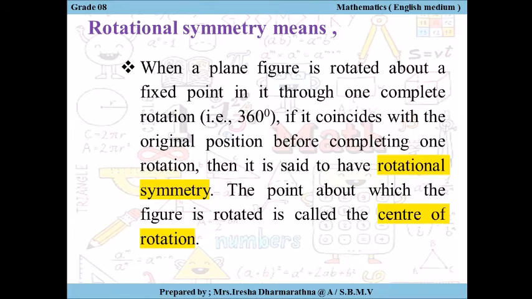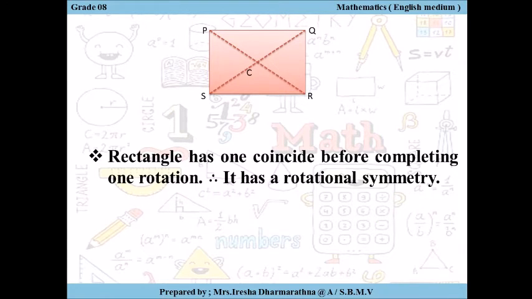Now think about your activity. In there, when we select the intersected point of diagonals, that means intersected points of axis of symmetry as the center of rotation, that gives one coincide before completing one rotation. That means rectangle has rotational symmetry. Rectangle has one coincide before completing one rotation. Therefore, it has a rotational symmetry.